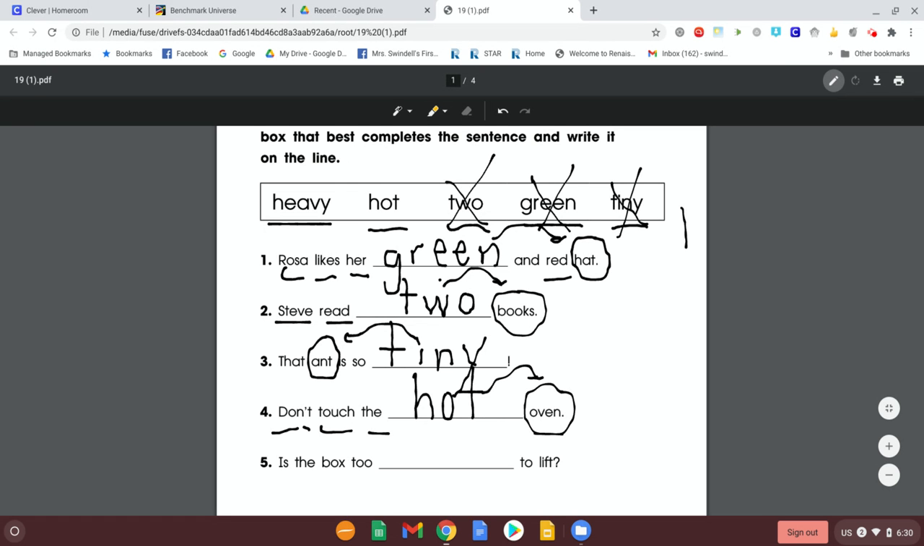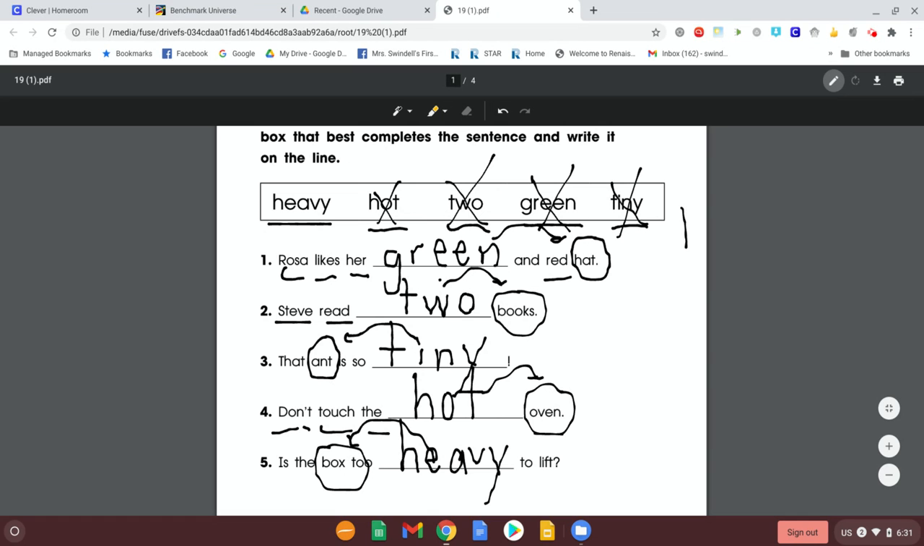It's describing the noun. Number 5, is the box too blank to lift? Is the box too heavy? There's the word heavy. This talks about the weight of the box. So it's describing the box. It is heavy. Okay, so where is my noun? Here is a noun, box. And heavy is describing the noun box. So sometimes the noun is on the right and sometimes the noun is on the left.